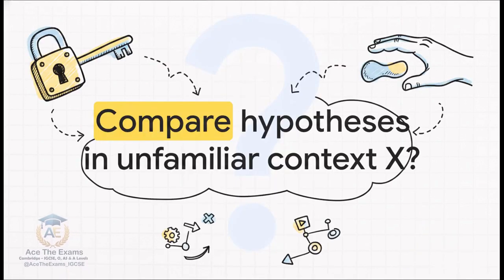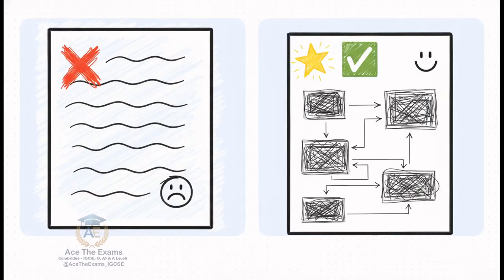Let's make this practical. Pause for a second and think about this mock prompt. Compare the lock and key and induced fit hypotheses in unfamiliar context X. Seriously, how would you structure your answer to this exact high-stakes question right now? What specific words are you writing down? Let's break down the difference between an average, mediocre answer and a top band answer.